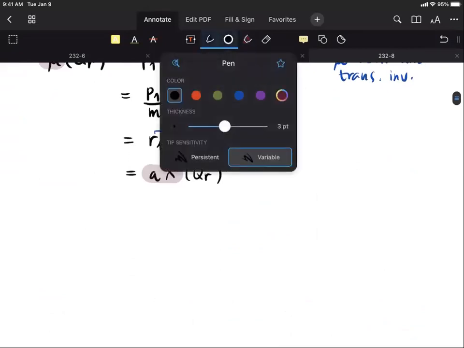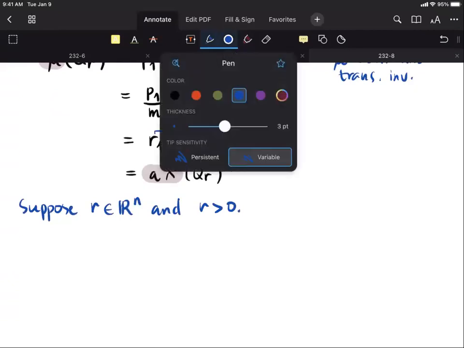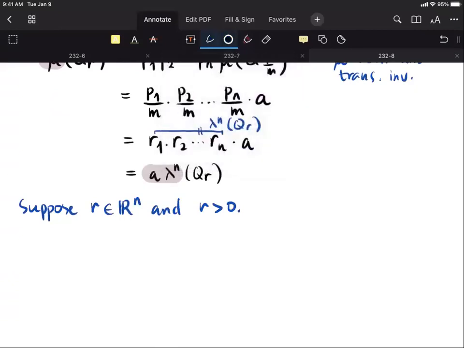Now, suppose in general that R is in R^n and R is positive. So in other words, all of its coordinates or components are positive. So we are now considering the case where the right endpoint is not necessarily a rational number.